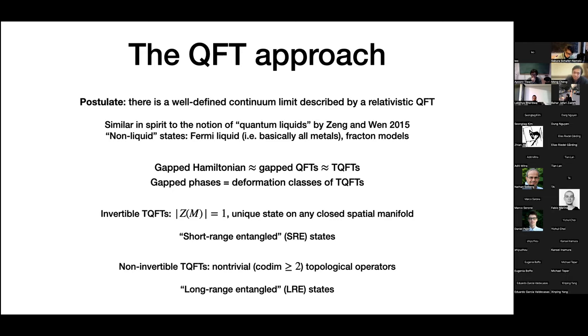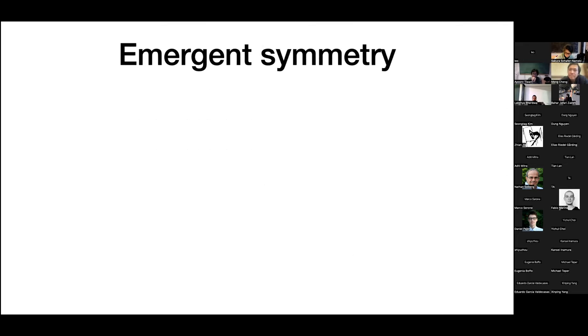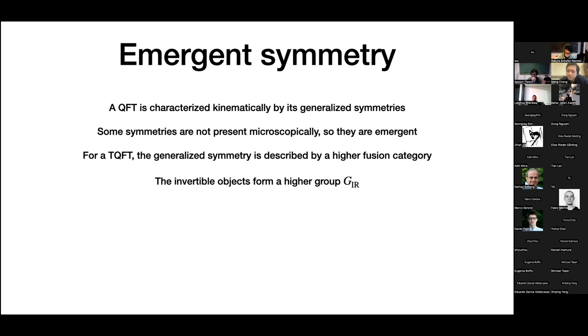The recent developments in the subject of generalized symmetry have made it clear that in order to characterize a quantum field theory, at least its kinematic structure, we should think about its generalized symmetries. This is probably well known to this audience. But in order to make contact with microscopic physics, it's worth noting that some symmetries are not present microscopically, so they are emergent symmetries, broken by irrelevant operators.